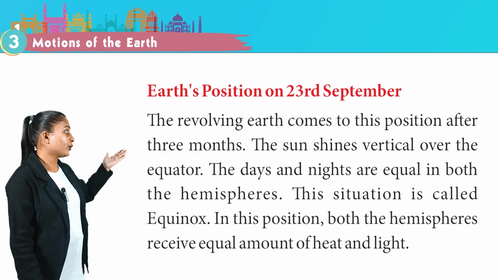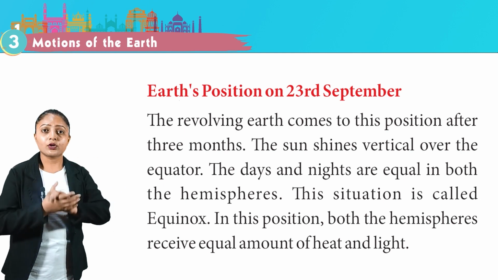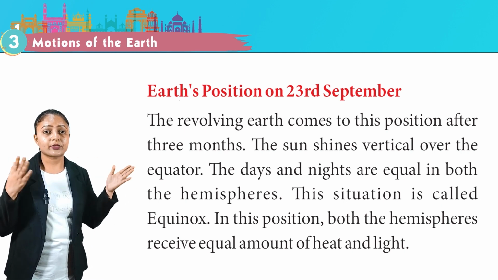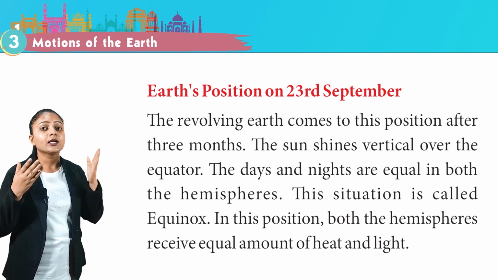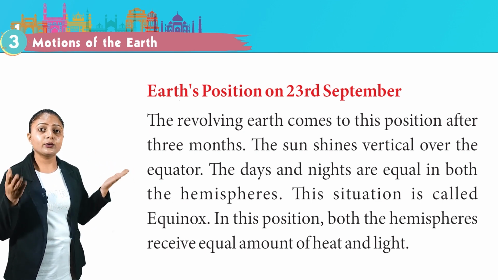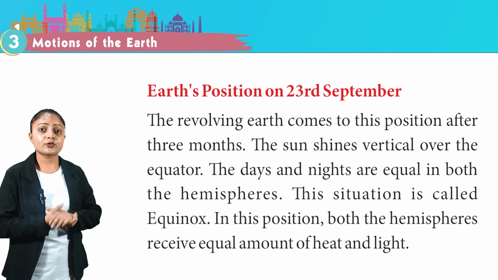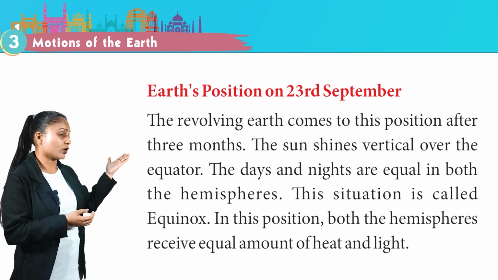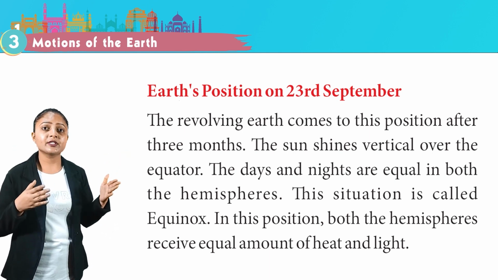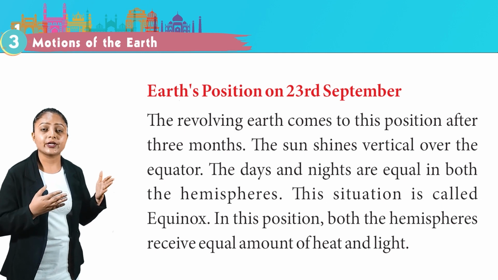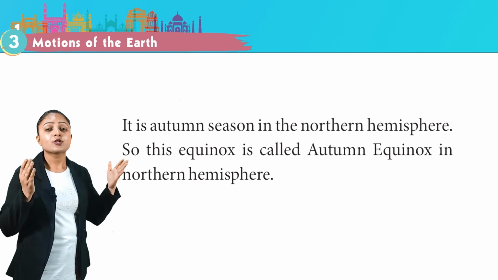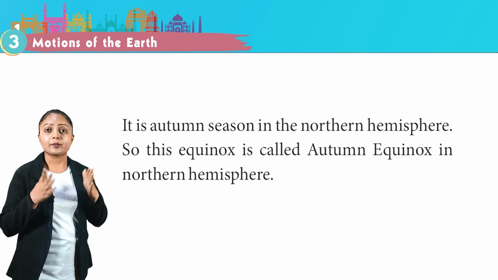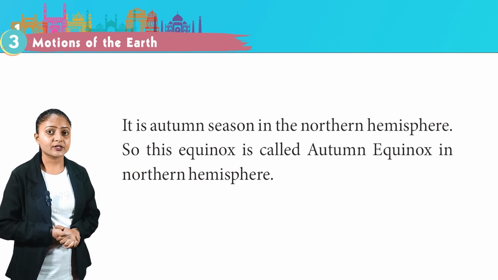Earth's position on 23rd September. The revolving Earth comes to this position after 3 months. The sun shines vertically over the equator. The days and the nights are equal in both the hemispheres. This situation is called equinox. In this position, both the hemispheres receive equal amount of heat and light. It is autumn season in the northern hemisphere, so the equinox is called autumn equinox in the northern hemisphere.